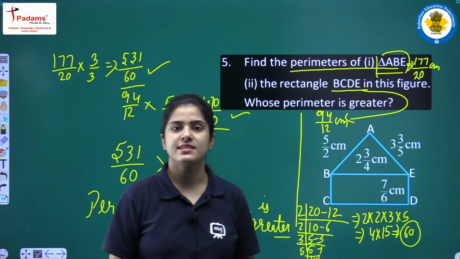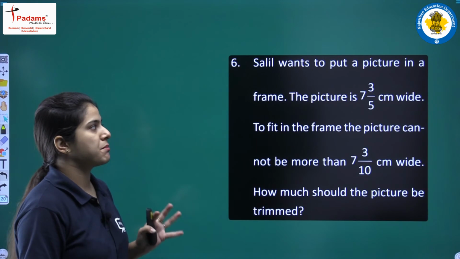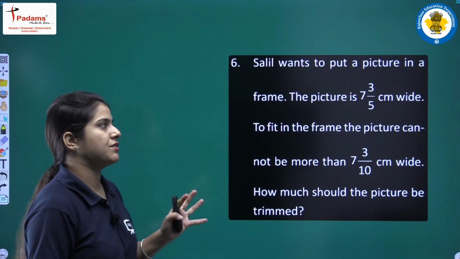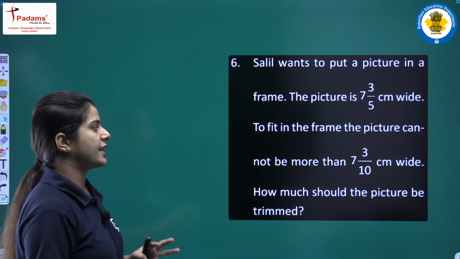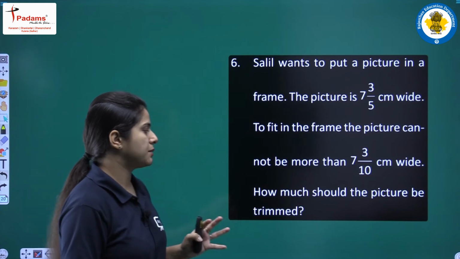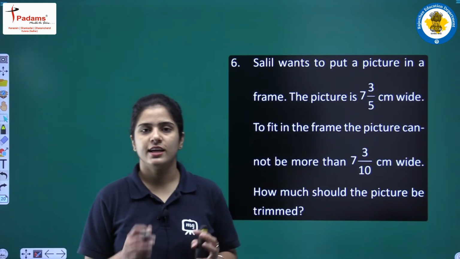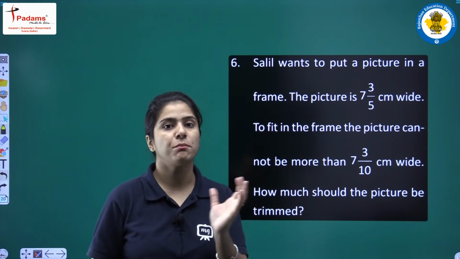So now we will be discussing the next question. What is the next question? Salil wants to put a picture in the frame. The picture is 3 upon 5 centimeters wide, okay. To fit in the frame, the picture cannot be more than 3 by 10 centimeter wide. How much should the picture be trimmed, okay. In this question, there is a length of the frame and there is the length of the picture, okay.